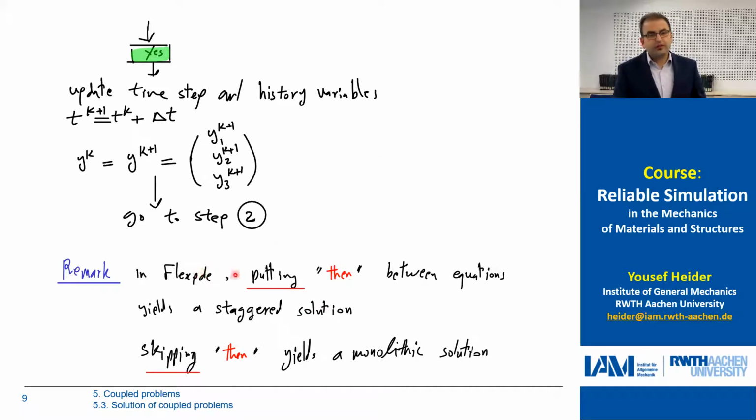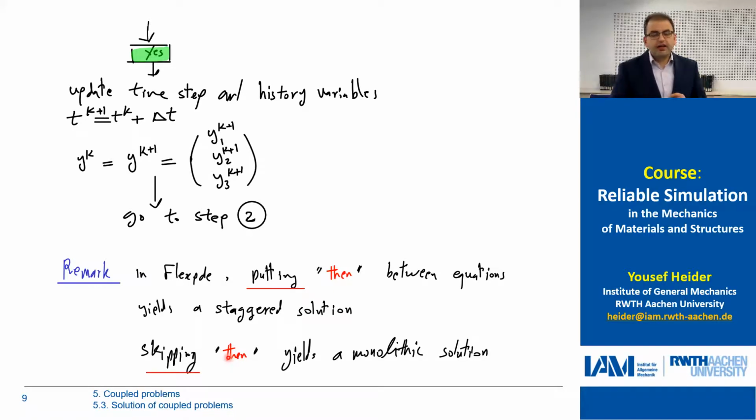In FlexPDE, as we have seen in the exercises, you write the equations in a somewhat strong form. If you put "then" between the equations, it means the software automatically understands that you want to go for a staggered solution. So it takes the first equation, solves it, and then puts the results in the second equation and makes this iterative computation. If we don't put "then", so if you write the equations without this "then", the software will understand that you want to go for a monolithic solution, so you want to solve the whole equations in one step.